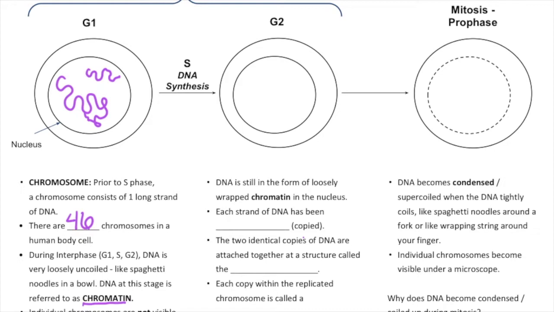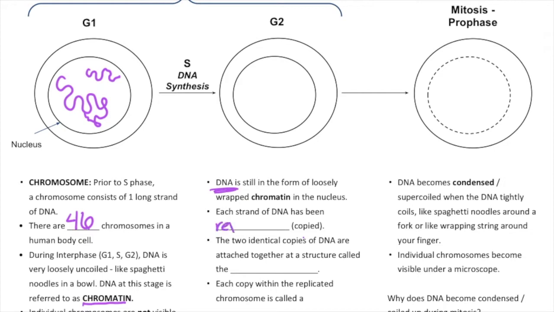And because it's so loose and uncoiled and extremely long, and you've got 46 of these strands of chromosomes packed into that nucleus, it is impossible to distinguish individual chromosomes from each other using a microscope at this stage of the cell cycle. Then the cell progresses into S phase, which is when DNA is synthesized, meaning copied. So reading through the text associated with G2 right here, DNA is still in the form of loosely wrapped chromatin. However, each strand of DNA has now been replicated or copied.